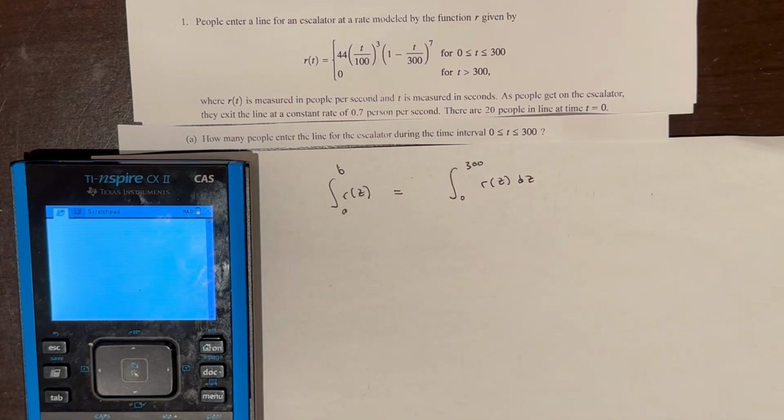I'm going to be using a TI Inspire, so here I can define my function r of t and use the colon with the equal sign, 44 times t divided by 100 cubed times 1 minus t divided by 300 to the 7th. This way it's easier so I don't have to keep retyping it.